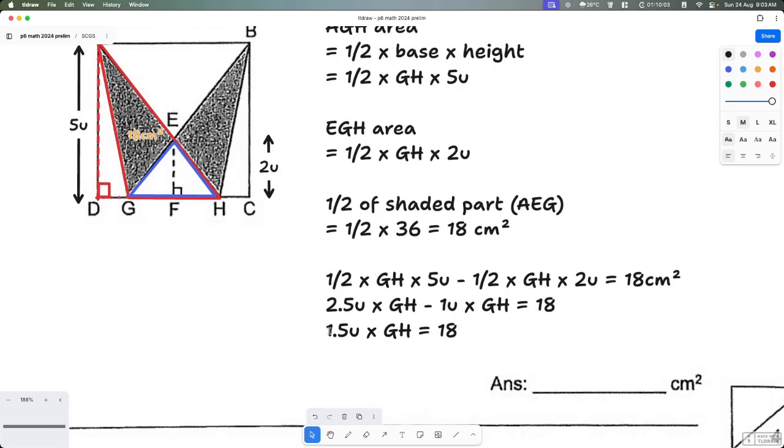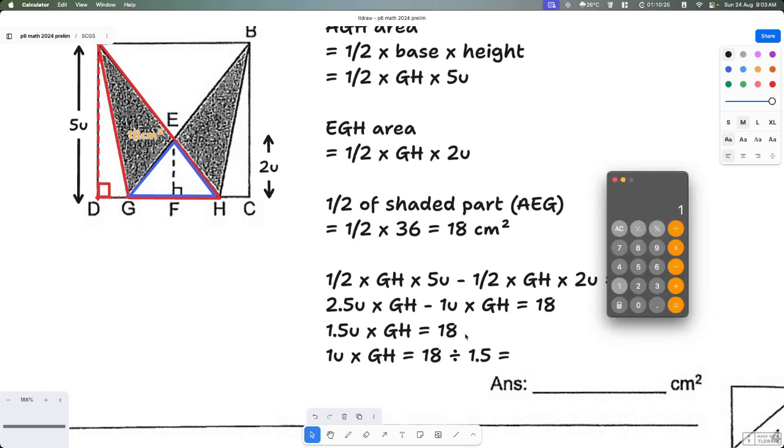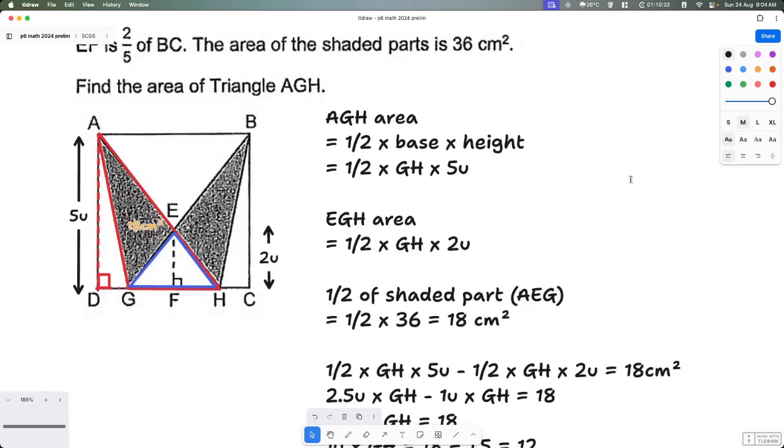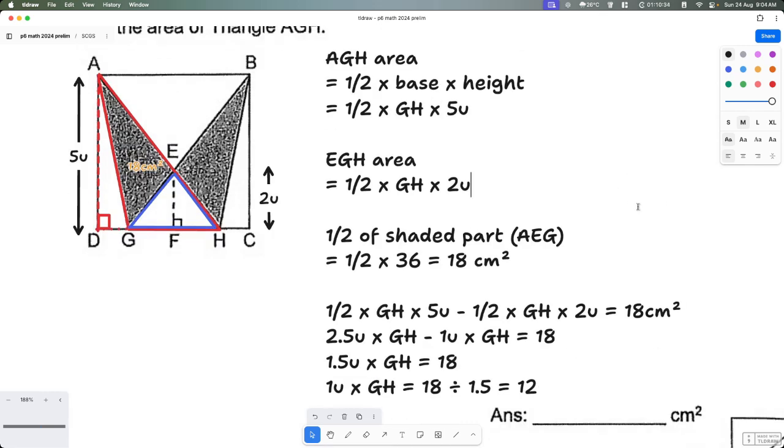We want to get this 1.5 to 1. So we can just divide this by 1.5. So 1 unit will be equal to 18 divided by 1.5. So 1 unit times GH in this sense is equal to 18 divided by 1.5, which is equal to 12. So now we know that 1 unit times GH is 12.